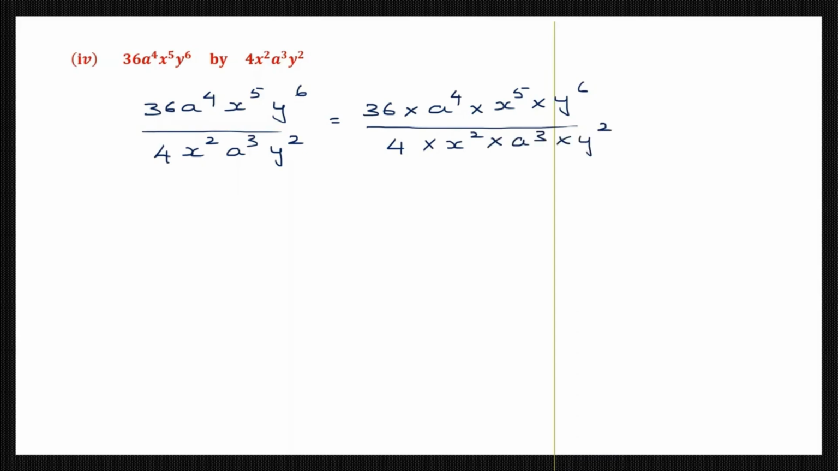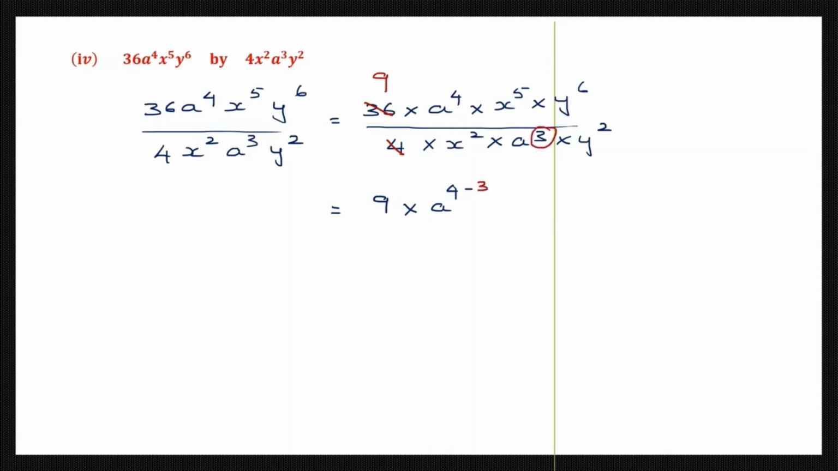Now let's cancel what we can. Now here 4 9s are 36. So in my numerator, now I will have 9 into a to the power of 4 minus, now here we have 3.